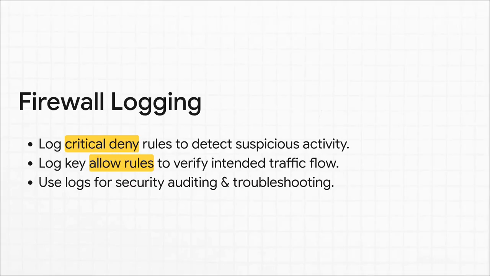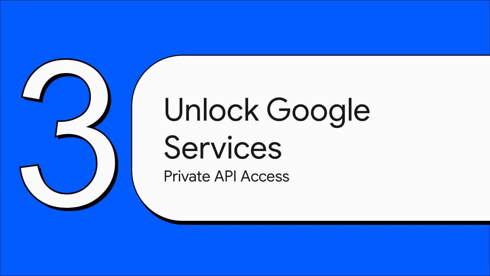And please, whatever you do, do not skip the logging. Seriously, turning on logging for your deny rules is like putting a security camera on your fortress gates. It shows you every single failed attempt to get in. And logging your allow rules just confirms that the good traffic is flowing exactly the way you designed it. It's an absolute must-have for security audits and just figuring out why something isn't working. Okay, so our fortress walls are up and the guards are in place.